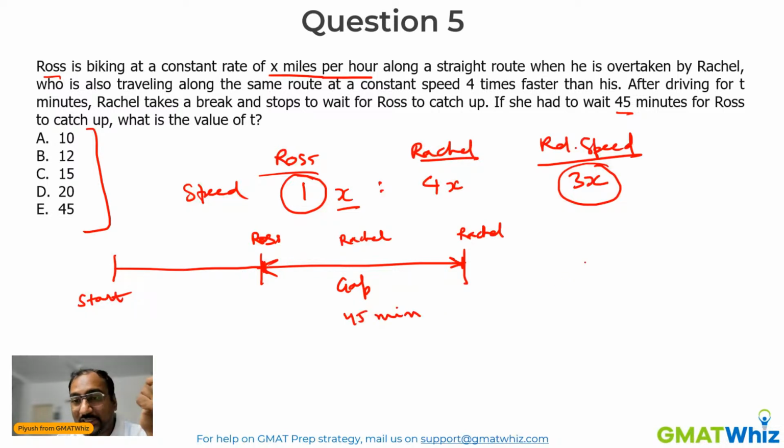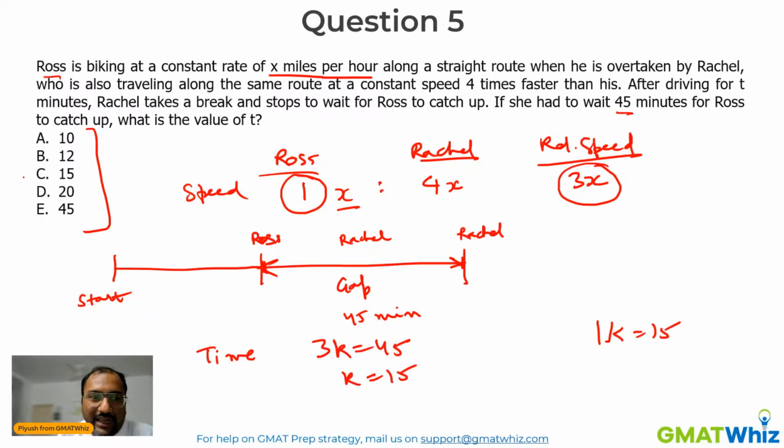Another concept that I can use is, since the distance is the same, the ratio of time is going to be in the inverse ratio of speed. The ratio of speed is 1:3, so the ratio of time should be 3:1. That means Ross will take 3 times the time to cover this distance that Rachel did. Again, the relative gap is what I'm talking about. So now I know this 3k is 45. So k is 15. So this is 1k, and that is your answer.